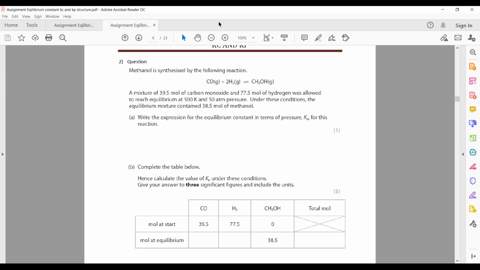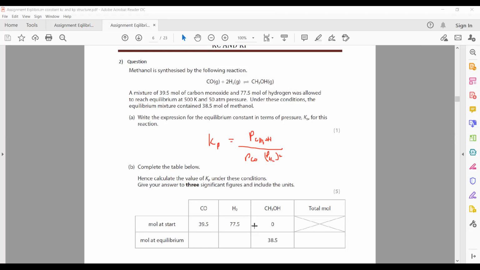Kp is the product divided by the reactants. So Kp is equal to the pressure of methanol divided by the pressure of carbon monoxide times the pressure of hydrogen squared. Then complete the table, hence calculate the value for Kp.